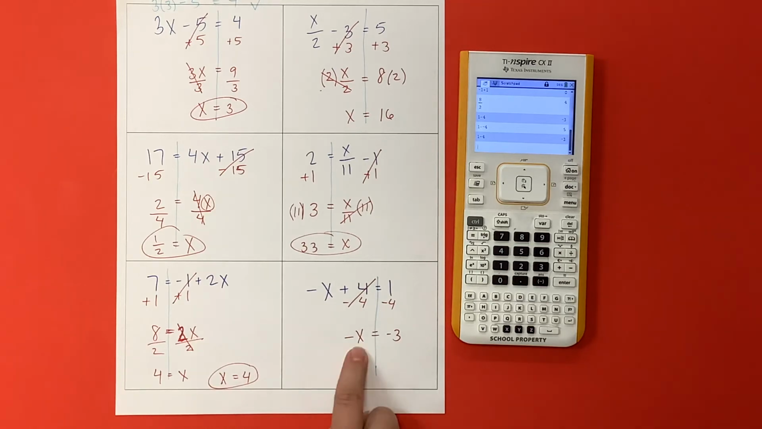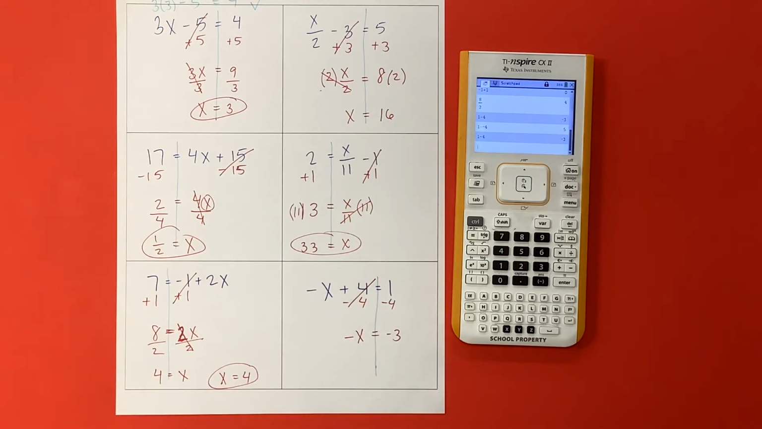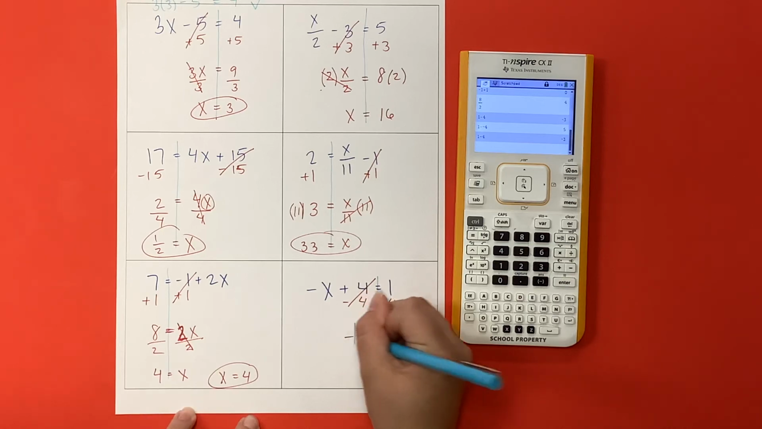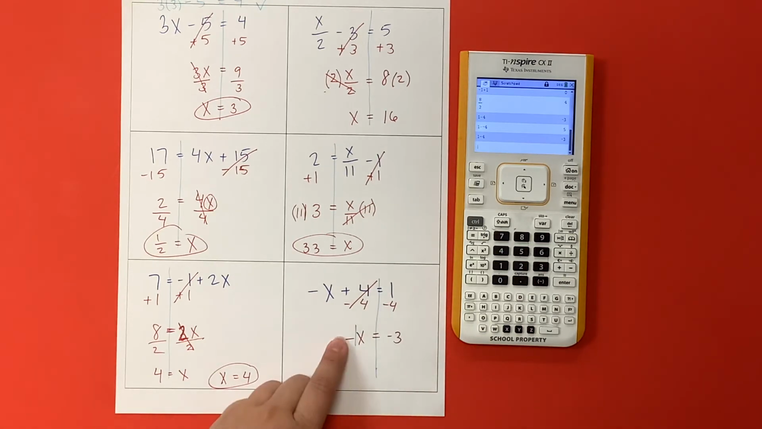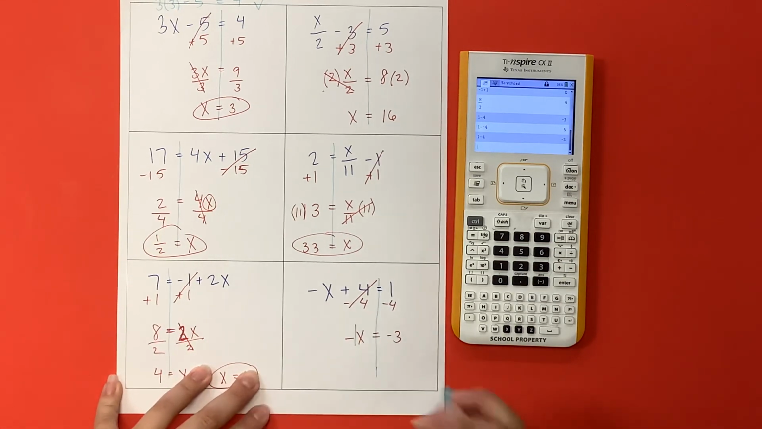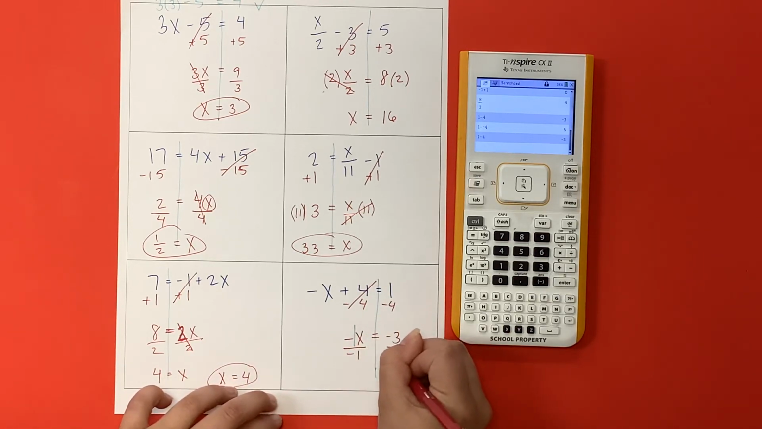We are not done. This x is not technically all the way by itself. If you remember from the basic equations video, I said that there is something invisible in front of that x, behind that negative. It is a 1. This is technically -1 times x. They just don't write the 1 because it doesn't need it. So we are going to actually divide both sides by -1.